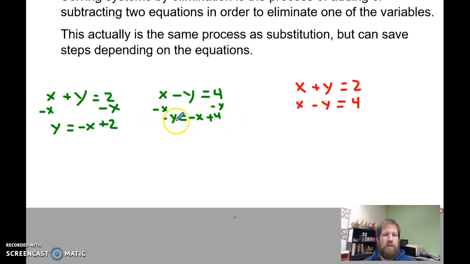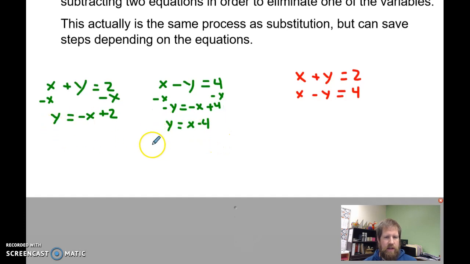And then I'm going to have to multiply everything by negative 1 or divide by negative 1 so that I get my y to be positive. So I'll have y equals x minus 4. Okay. So I've got both of my variables isolated. I can now substitute. I'll have negative x plus 2 equals x minus 4.